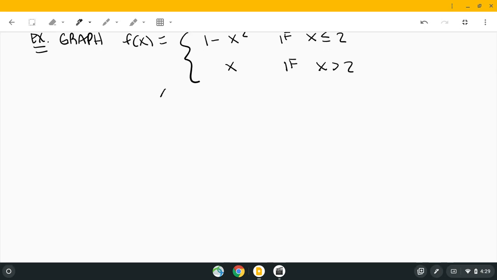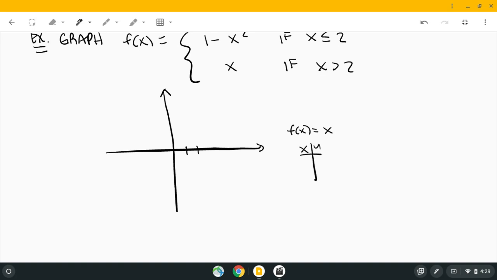All right, so 2 is where the transition happens. To the right of 2, we will have f of x equals x. On the left of 2, we will have f of x equals 1 minus x squared. This one's a little easier, so let's go ahead and do this one.